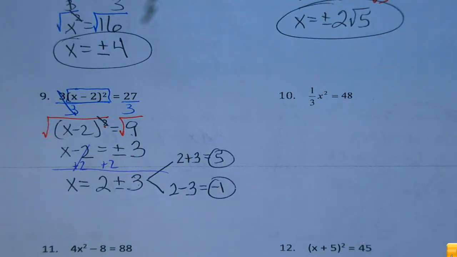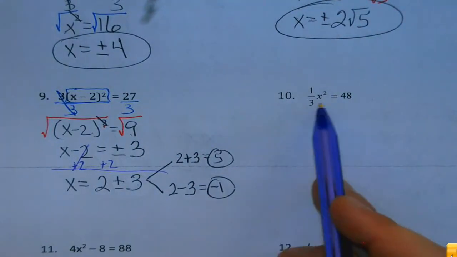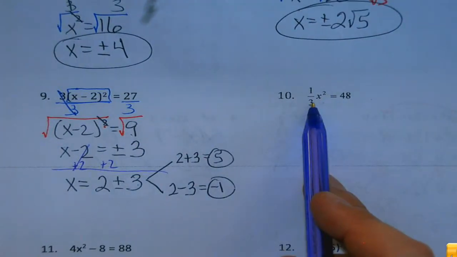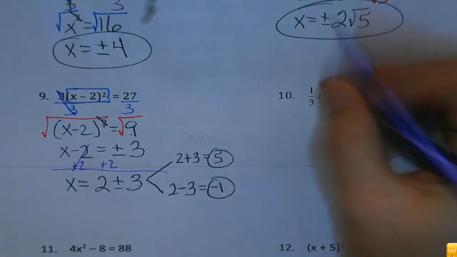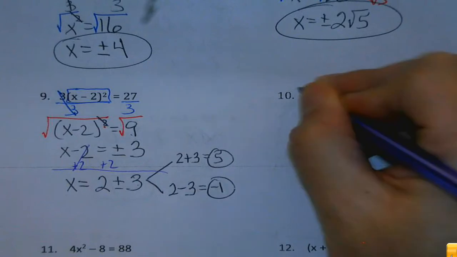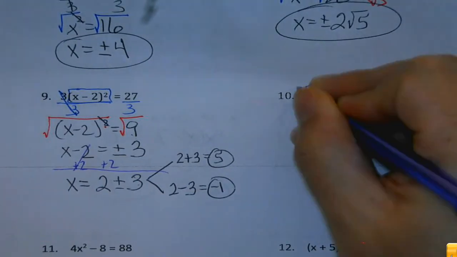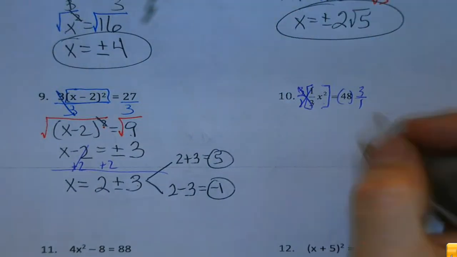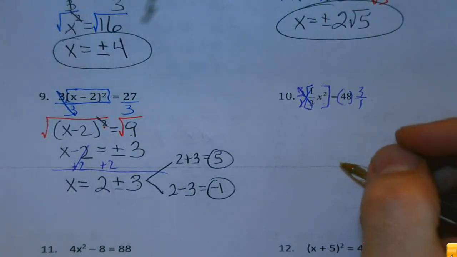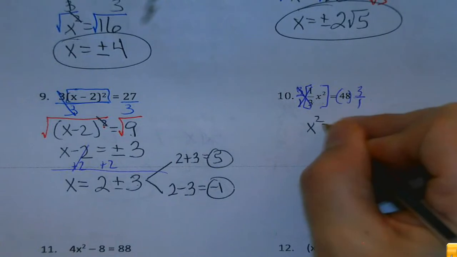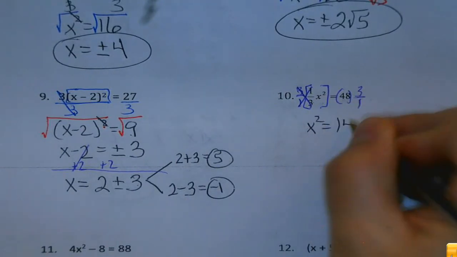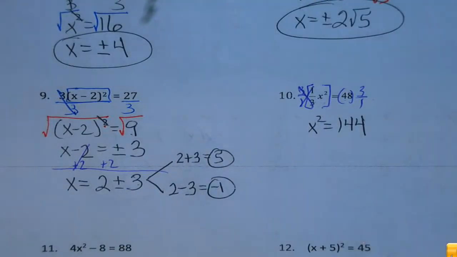So I get those answers. And then it goes back to normal. You're like, all right, ooh, fraction in front. How do I deal with the fraction in front? We're going to multiply by the reciprocal. We don't want to divide by the 1/3 because some of you are going to try and turn that into something that's not. 48 times 3 is 144.